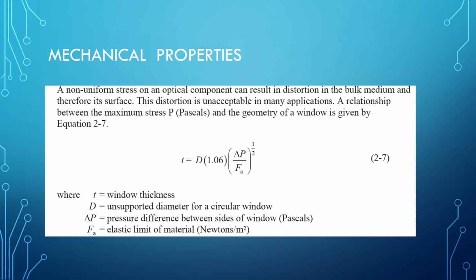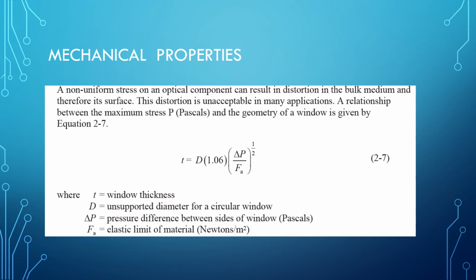So now we'll talk a little bit about mechanical properties of optical components. A non-uniform stress on an optical component can result in distortion in the bulk medium and therefore its surface. So what does that mean? That means that our medium or our lens or our mirror are going to change shape, and if there's distortion in there, then it's not going to be reflecting or transmitting light in the same pattern that it did when there was no distortion. And that is unacceptable in many applications.